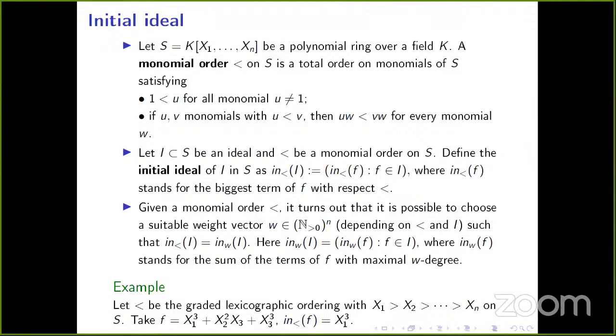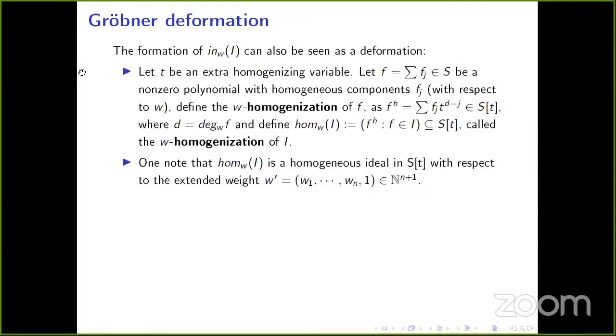Now next, one might wonder, given a monomial order and initial ideal, why do we want to go to the weight order and say that with respect to that weight order the initial ideals are the same? One advantage of taking the weight order is that the initial ideal of I with respect to the weight order can be seen as a deformation. Let's see what we mean by deformation.